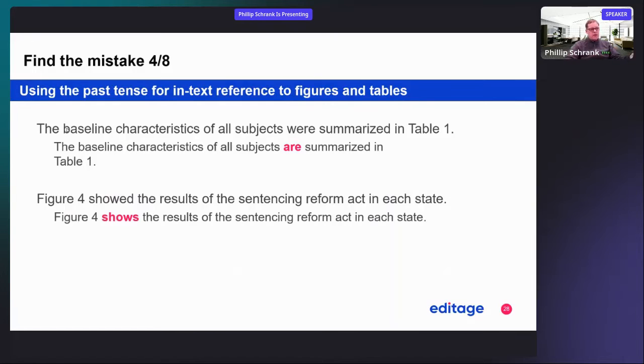And the second one shows the results. So you're always using the present tense for tables and figures in your paper. Now, if it's in somebody else's paper, then of course you will use the past tense.